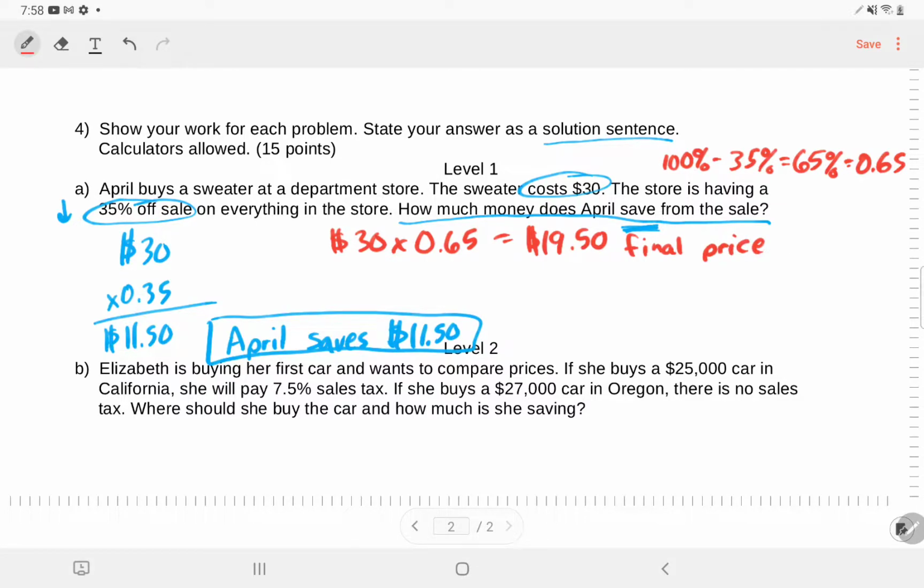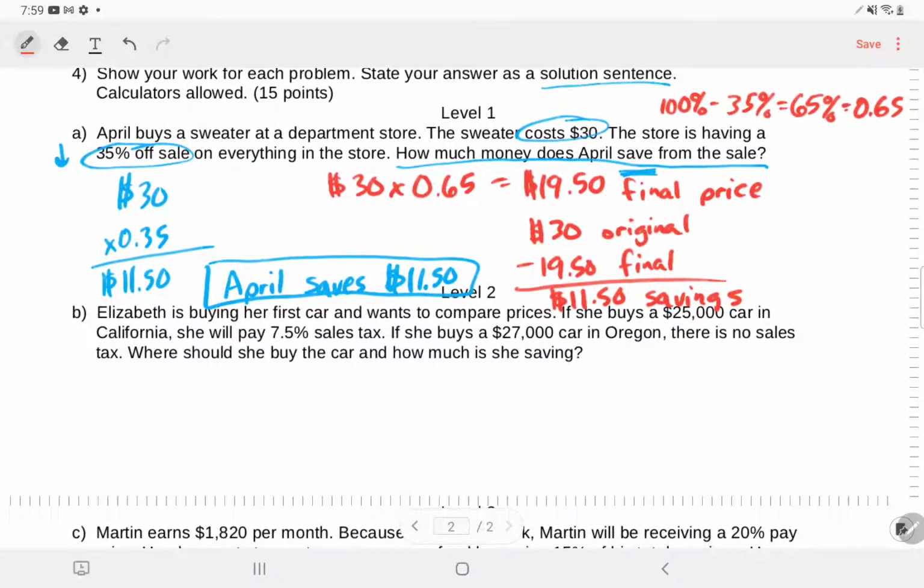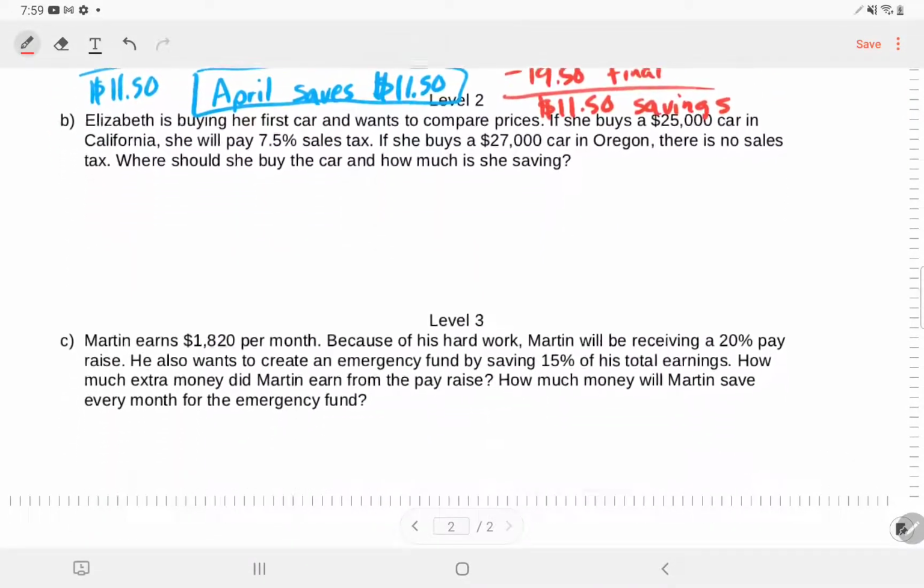But if we want to figure out the savings, we're going to take $30, which is the original, minus the $19.50, which is the final price, and then we're going to get $11.50 for our savings. So that's level 1. Now we're going to move on to level 2.